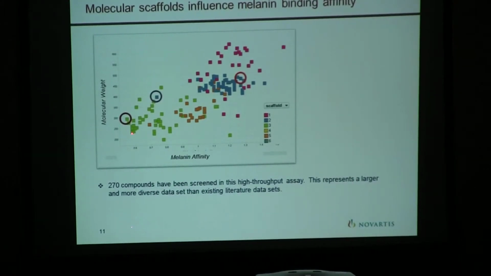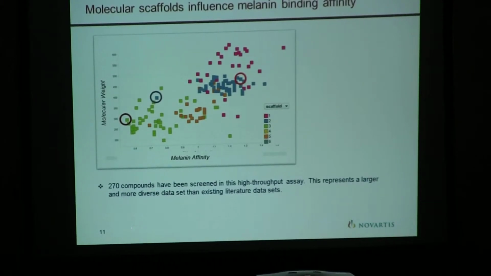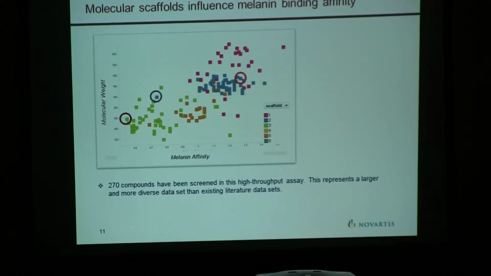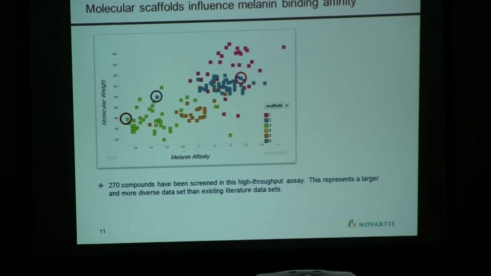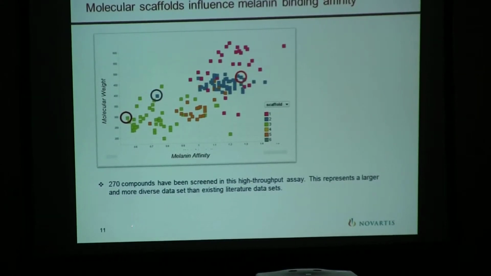As you see, the reds are with higher melanin affinity. They are from similar types of molecular structures, and the blues are all together. The oranges are all in the medium affinity range, and the greens are in the lower affinity range.